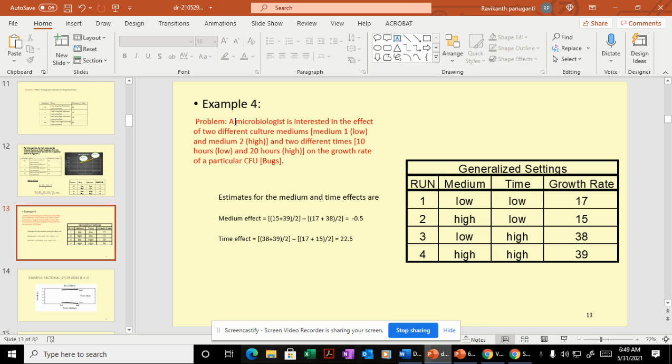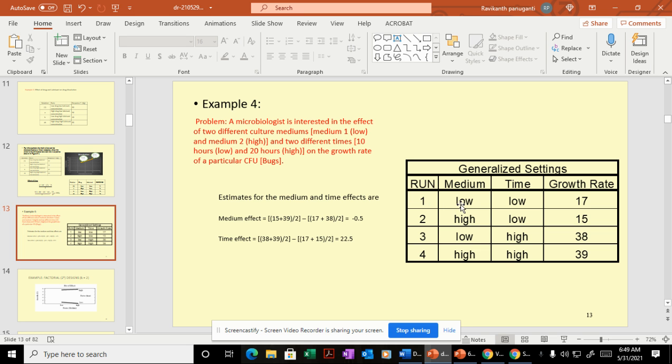I just want to explain another situation to you. Here, a microbiologist is interested in the effect of culture mediums at two levels, medium high and medium low, and at two different time points, 10 hours and 20 hours. He has performed the study, and I have seen the growth rate. If you see the growth rate, it is something like this.